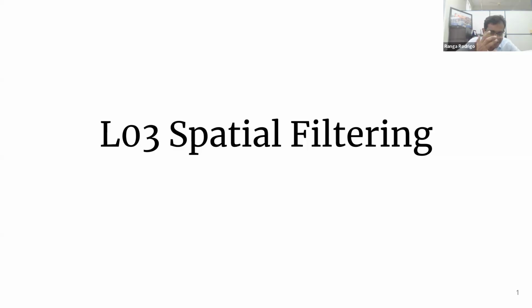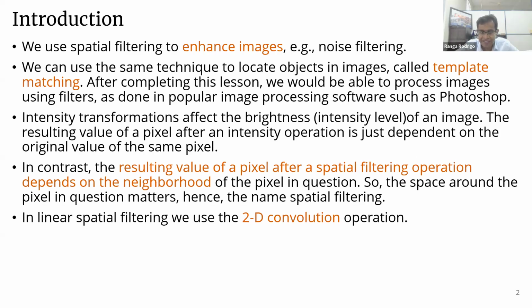Spatial filtering is like Gaussian blurring images, that kind of thing. We'll see these are very important for noise filtering and so on. We will also see how to detect edges. All these things are spatial filtering operations, and we will see how they can be done.